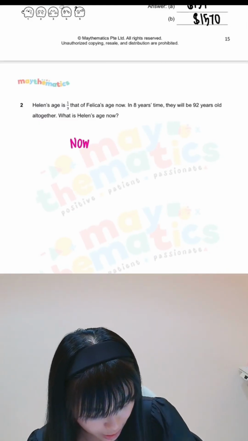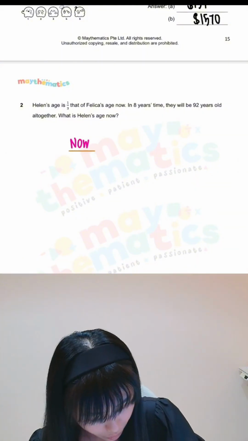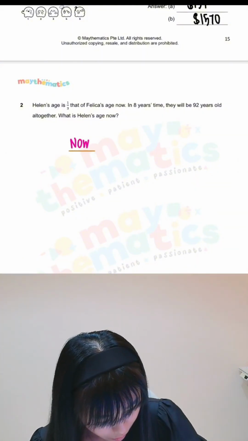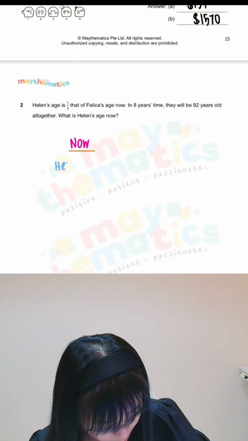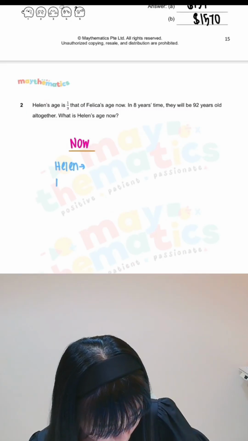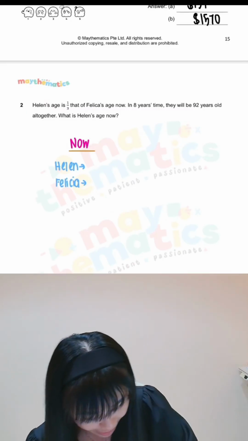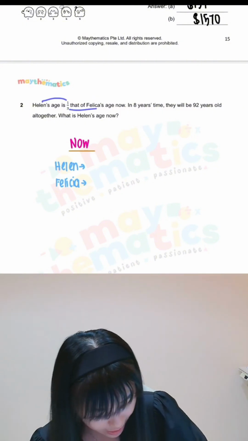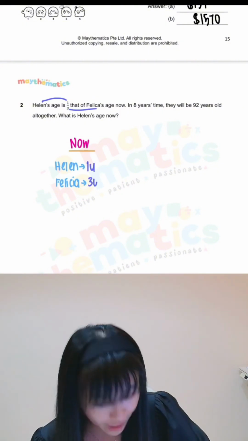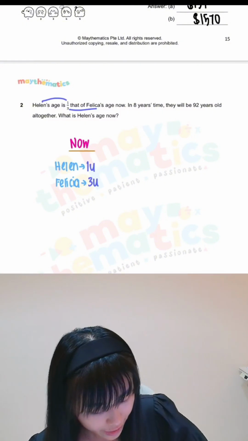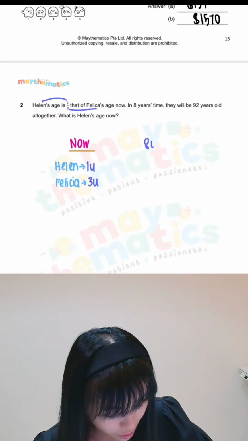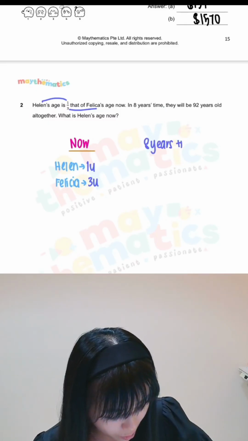What do you understand by their ages now? Helen and Felicia. They'll say Helen 1 unit, Felicia 3 units. Yes, so 1 unit to 3 units. Okay, that's right. Okay, in 8 years' time. So what happened in 8 years' time?